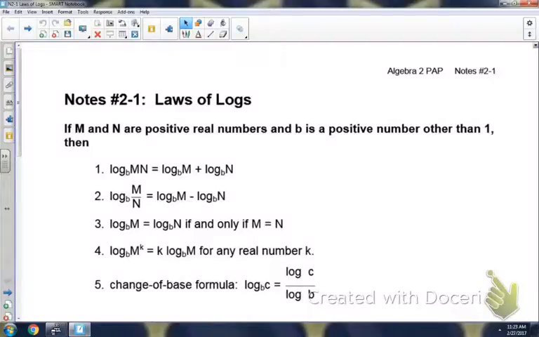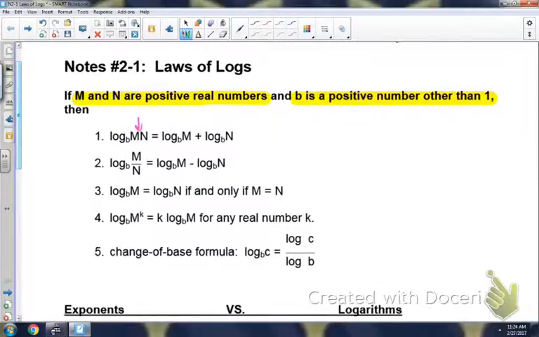Notes 2.1, we're going to be looking at laws of logarithms. They're very similar to laws of exponents, which we recently went over. So notice that it says if m and n are positive real numbers, and b is a positive number other than 1, then these laws are true. Okay?